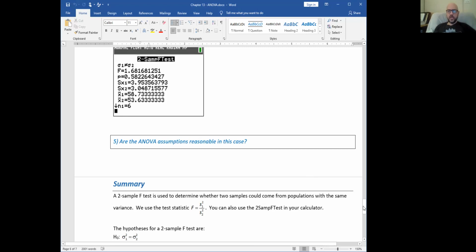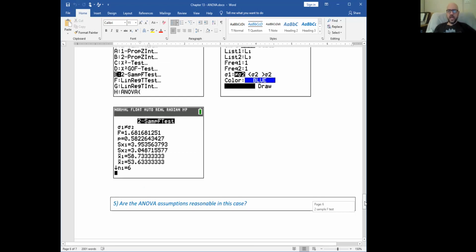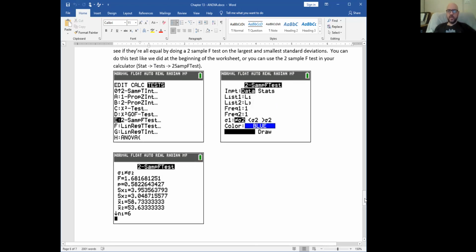So yeah, don't just blindly say we met all the assumptions, or we didn't meet this one, so we should throw everything out. Live in the gray area. That's where everybody in statistics lives, in the gray area in the middle. It's rarely black or white.